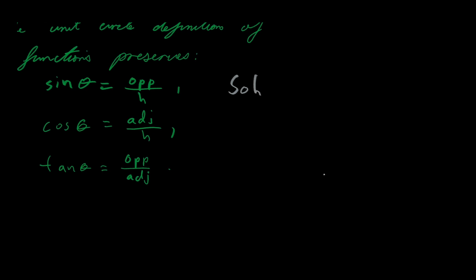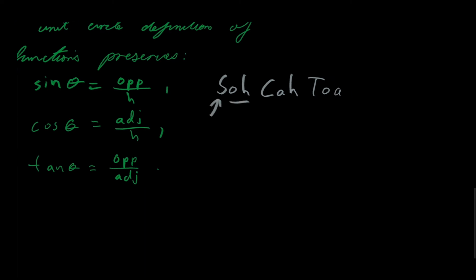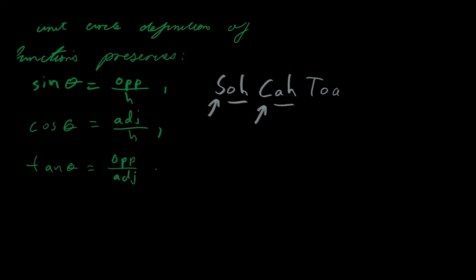SOH CAH TOA. That's what a lot of people say. So that helps you remember that sine is equal to opposite over hypotenuse, cos is equal to the adjacent over the hypotenuse, and tan is equal to the length of the opposite side over the adjacent side.